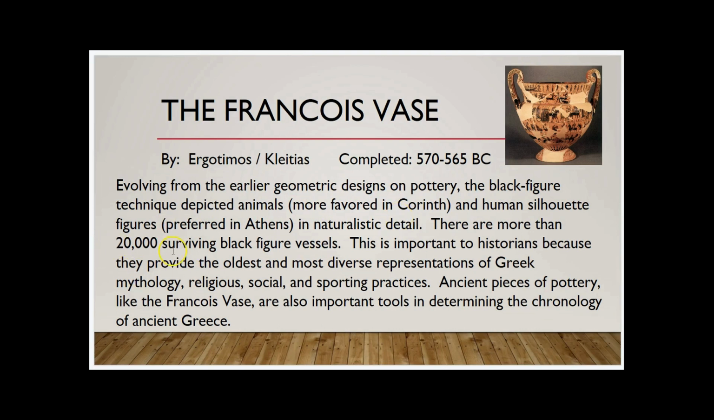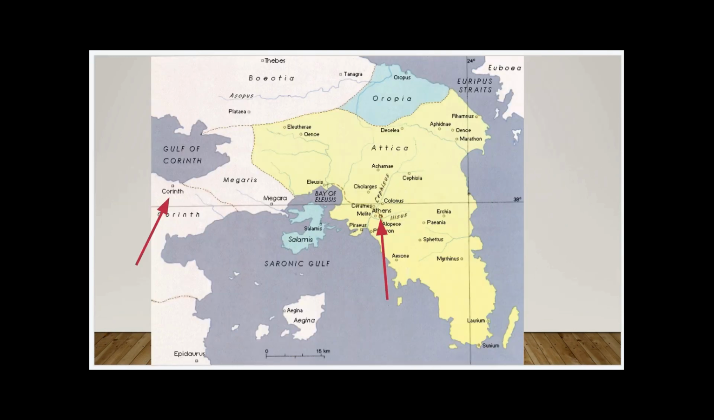There are more than 20,000 of these surviving black figure vessels, and it's important to historians for a couple of reasons. So on your sheet where it said why this should be appreciated, here's some options you can write down there. It provides the oldest and most diverse representations of Greek mythology, religious, social, and sporting practices, as we said earlier. There's a lot of that stuff on here. And ancient pieces of pottery like the Francois vase are also important tools in determining the chronology of ancient Greece. So there's a couple of reasons there.